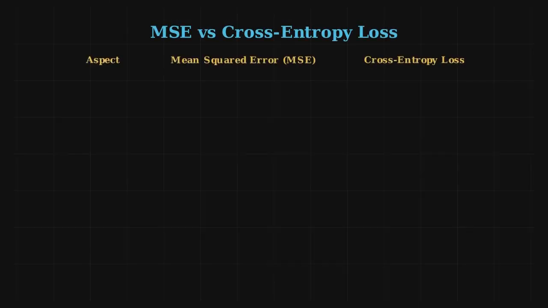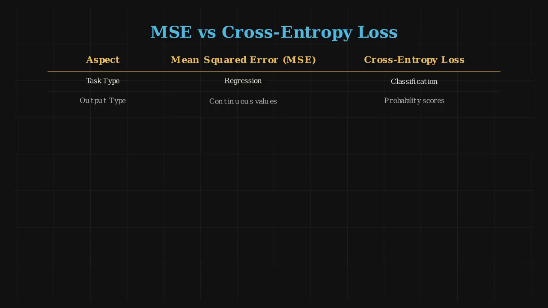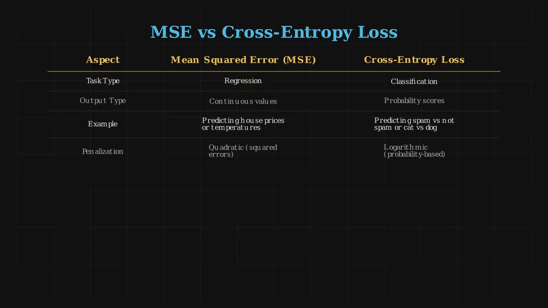MSE works best for regression tasks, predicting continuous values like house prices or temperatures. Cross-entropy is perfect for classification, assigning items to discrete categories like spam versus not spam, or cat versus dog. Both measure error, but for fundamentally different problem types. Choosing the right loss function for your task is critical to model success.